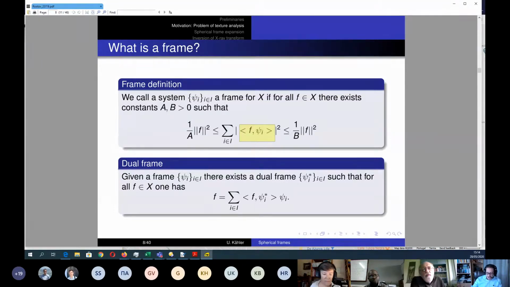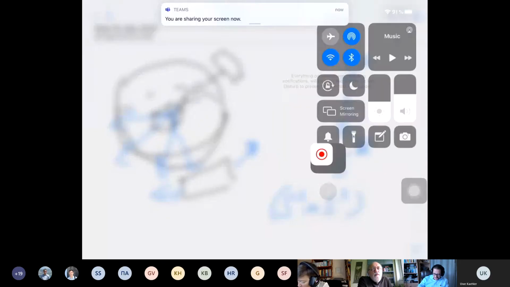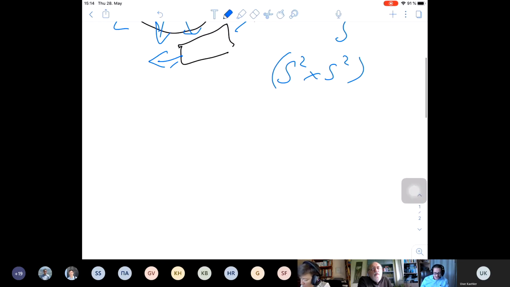Let me switch over to my iPad. Let me just see. Then I can show you the simplest one you have, which is called the Mercedes frame.